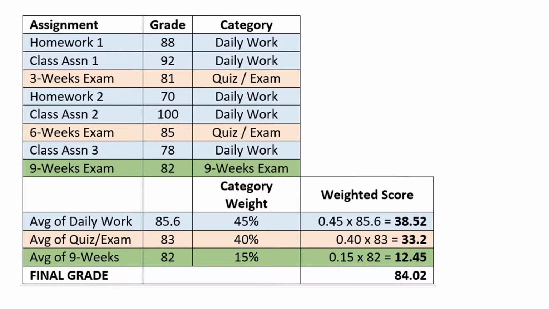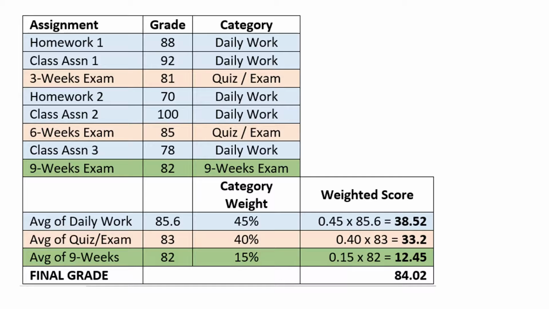One weighted average that you deal with every day is your class grade. Here at our school, your grade for any given assignment falls into one of three categories: daily work, worth 45% of the total; quiz or exam, worth 40%; and the 9 weeks exam, worth 15%. Here's a sample list of 8 grades for a given 9-week grading period.